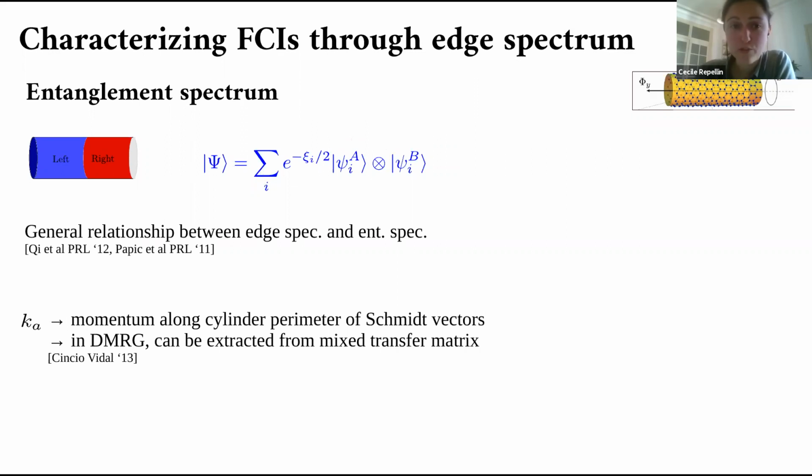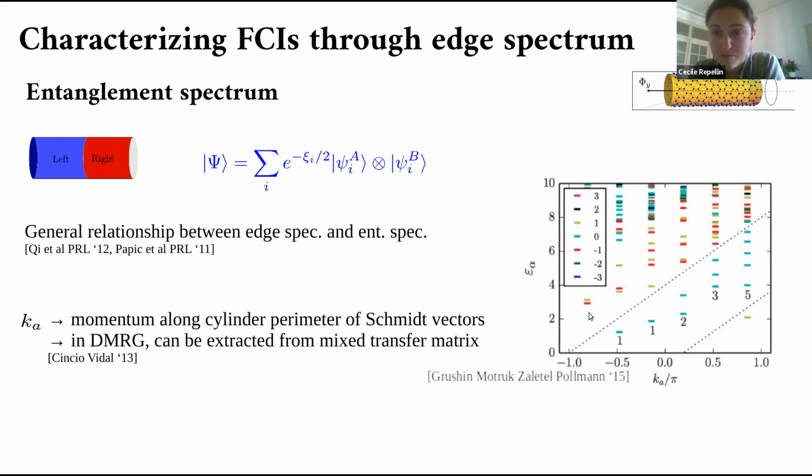It's actually also possible to extract the momentum along the cylinder perimeter for these Schmidt vectors, which helps you find the momentum-resolved spectrum. And that can also be extracted in entanglement energy. So again, extracting this plot from this paper here, we see that it's possible to see the sequence of states as expected from conformal field theory: 1, 1, 2, 3, 5, and that would continue.